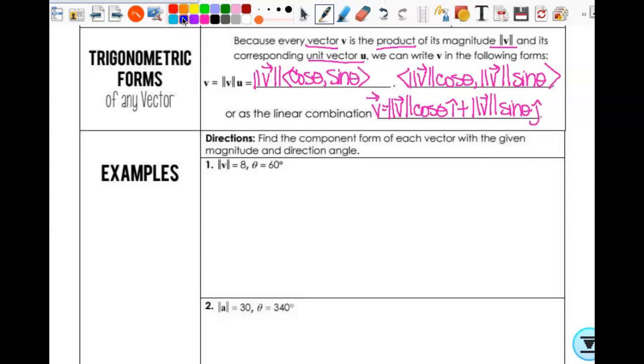All right, so this says to find the component form. Component form is your pointy bracket form of each vector with the given magnitude and direction angle. Okay, so we're going to use this right here. So vector v would be <the magnitude, which is 8, times the cosine of 60, and then 8 times the sine of 60>.